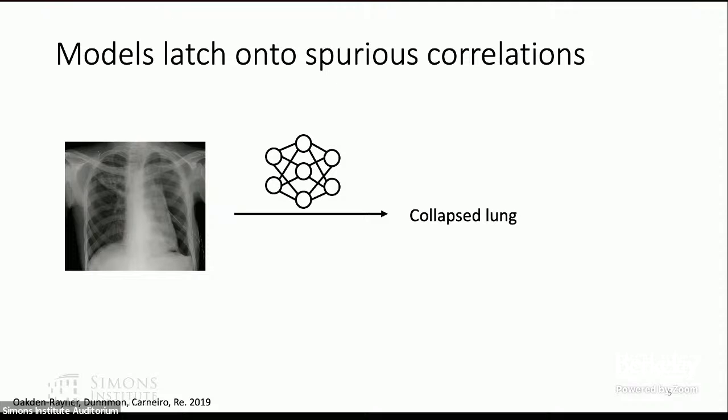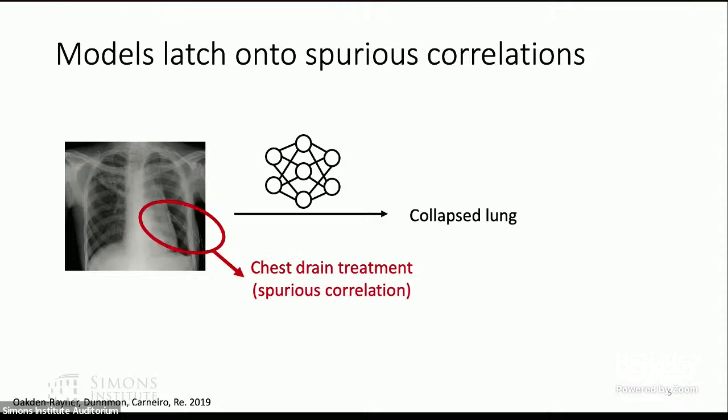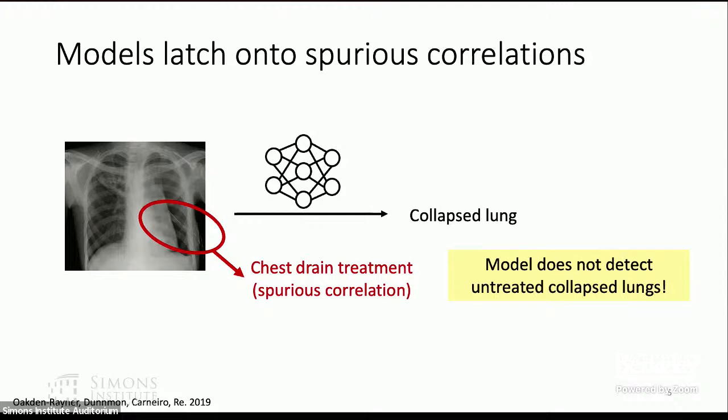But upon further examination, it was found that why the model made this prediction was because of this treatment, which is this tube on the X-ray here. And so in the data set, all the patients who were identified to have the collapsed lung also received treatment. And so there was this spurious correlation. And so when people actually tried to deploy this model, it didn't really do anything at all, because it cannot detect untreated collapsed lungs.